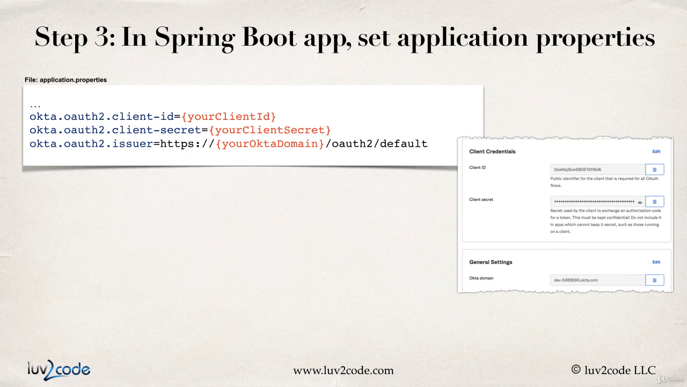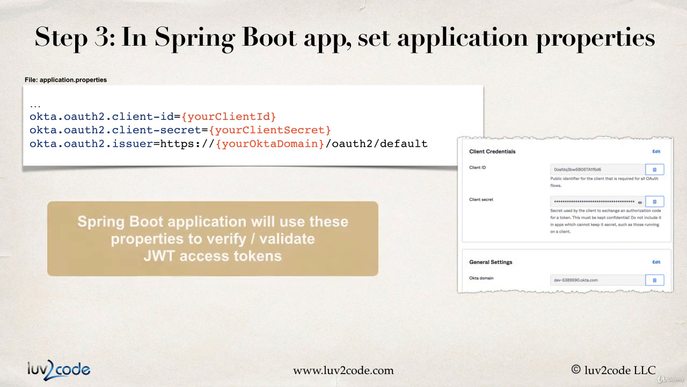Once you create that app, then you'll have the entries here over on the right-hand side: client ID, client secret, and Okta domain. And you can easily copy paste that information from the website over into your properties file. And I'll show you that whole process in the coding video. Your Spring Boot application will use these properties to verify and validate the JWT access tokens.